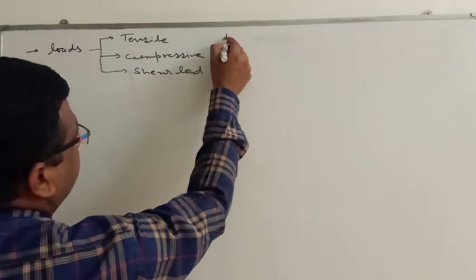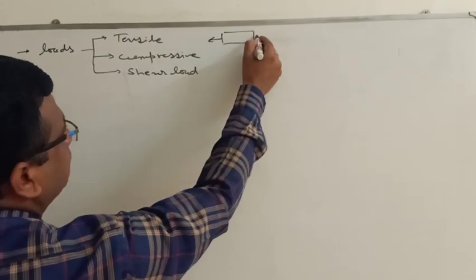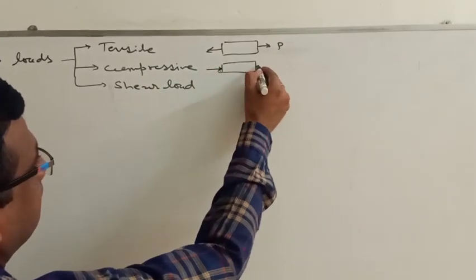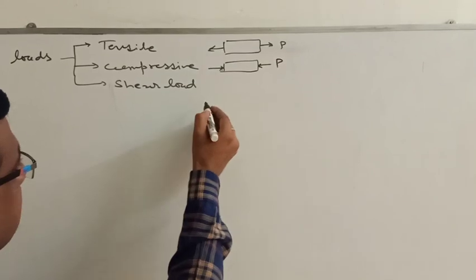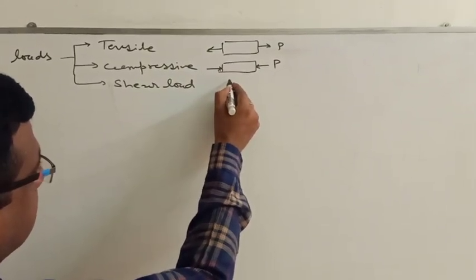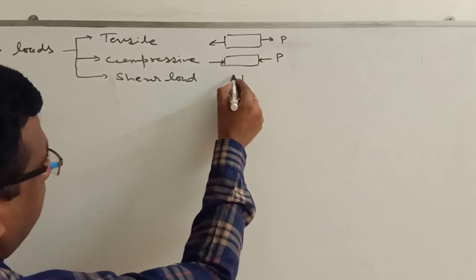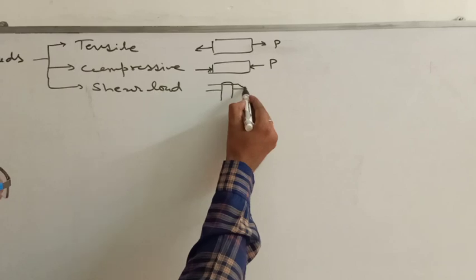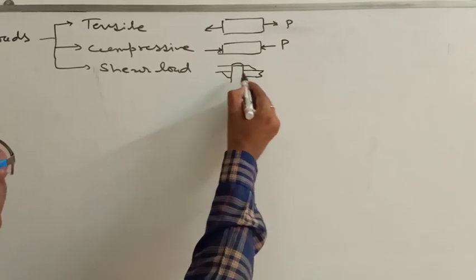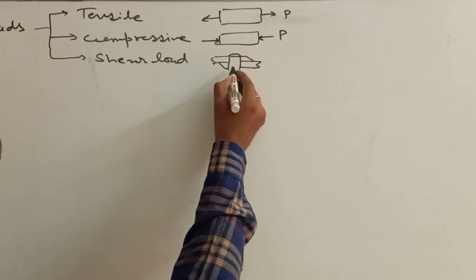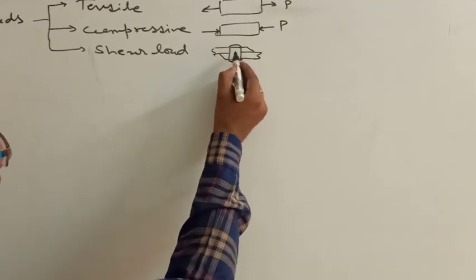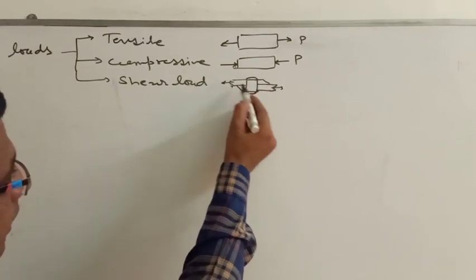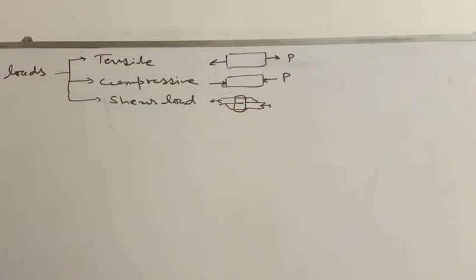In the tensile load, we know that if a material is subjected to pulling, then it is a tensile load. If a material is pushed, then it is a compressive load. And if a material is subjected to this type of load, in the case of a rivet, if we consider a rivet and apply a load, this type of load acts as a couple, and then there may be a shear failure.